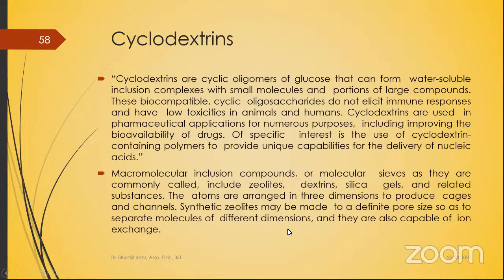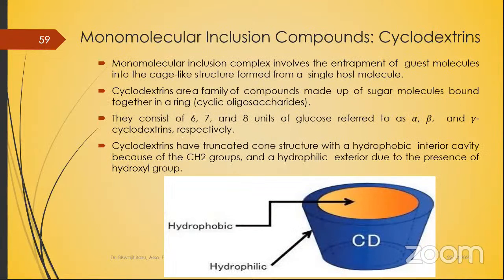Ion exchange resins are there, and different classifications are there in the case of polymers. You will read those in detail later and come to know about them. So cyclodextrins are a very good compound to form a complex, or you can also say to increase the solubility of poorly water soluble drugs, by forming a monomolecular inclusion complex. See, a monomolecular inclusion complex involves the entrapment of a guest molecule into the cage-like structure formed from a single host molecule.